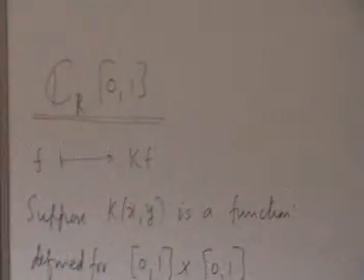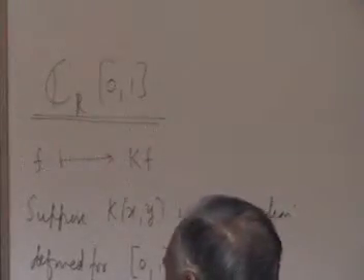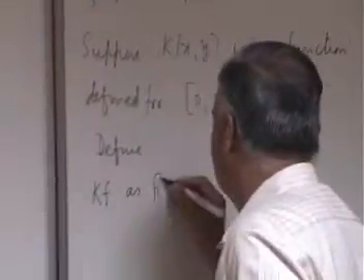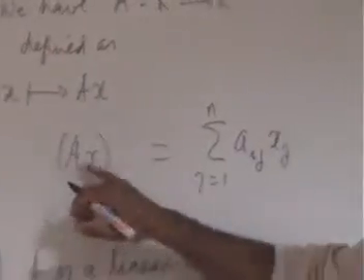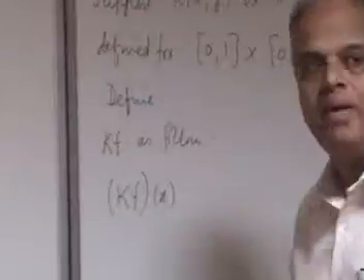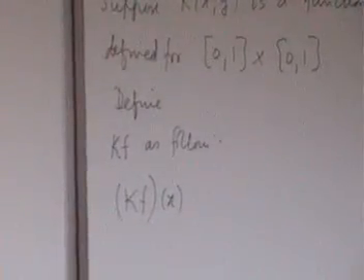And I copy this, define Kf as follows. Here I had Ax, I evaluated it at i. So now I will evaluate Kf at x. What is the value of the transformed function? What are the coordinates of the transformed function?